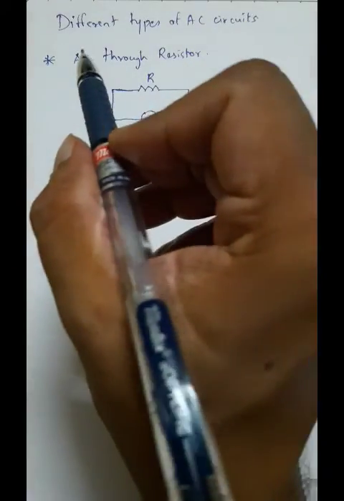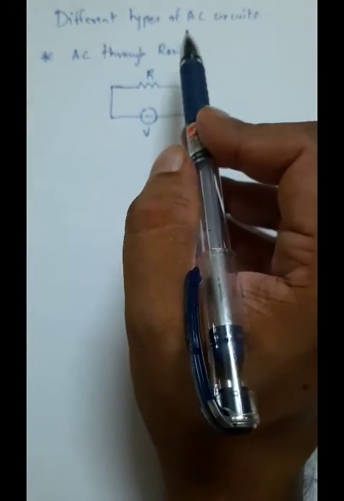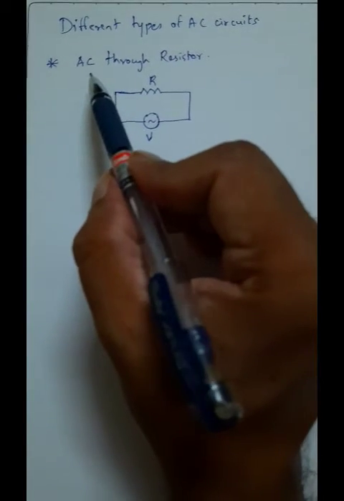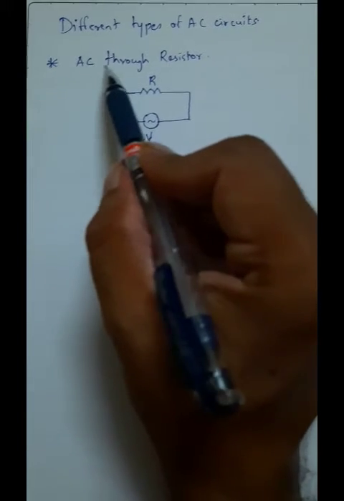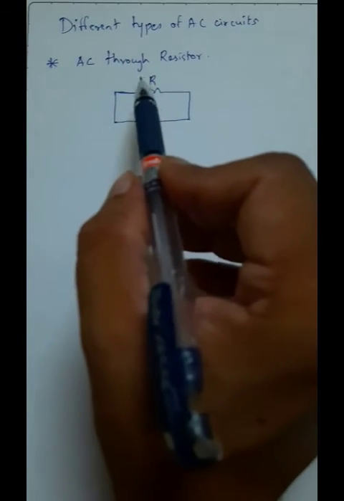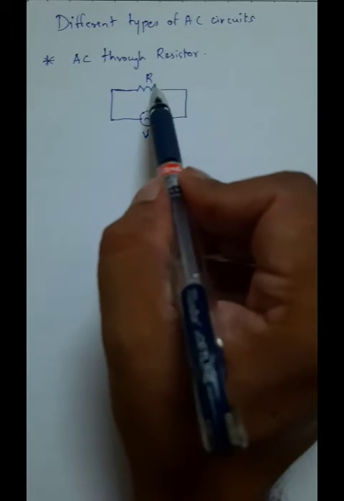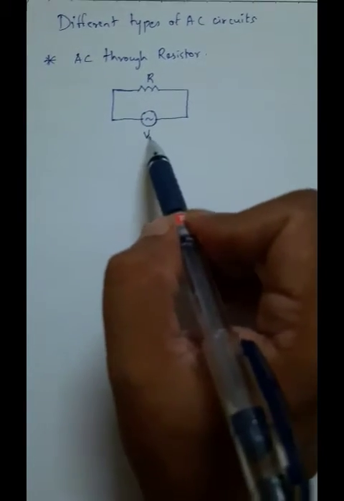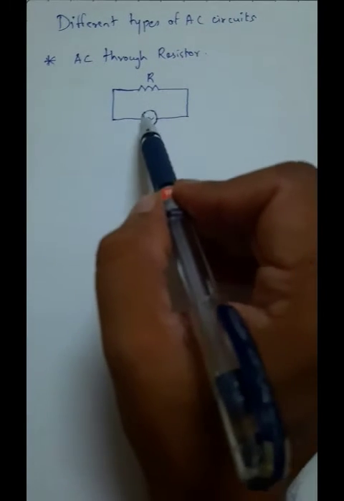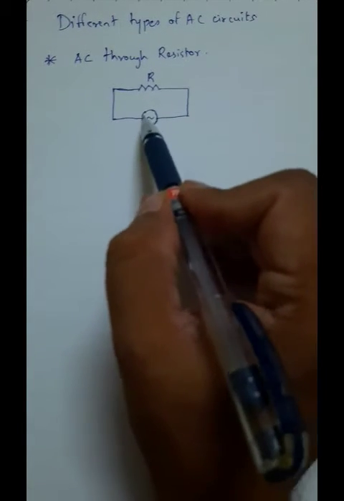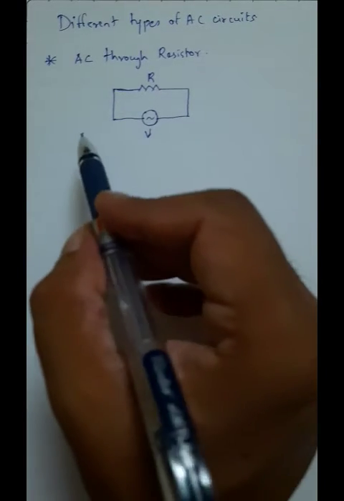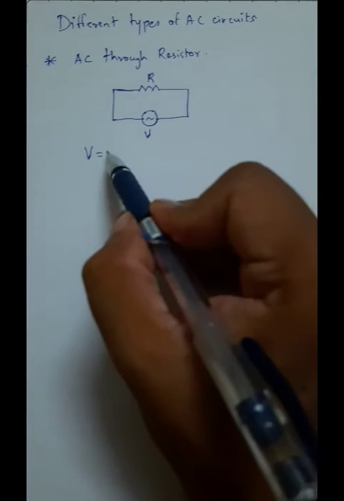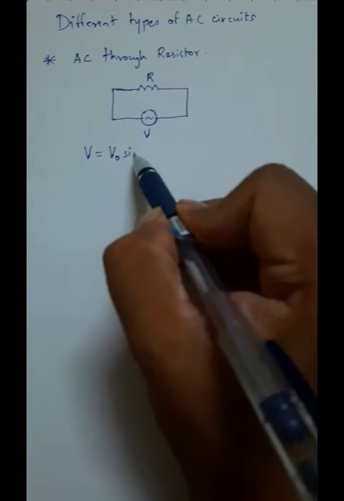Okay students, now our next topic is different types of AC circuits, and in that first let us do the AC voltage when it is passing through a resistor, only a resistor which is connected in the circuit. And here there is a voltage we applied, and you can see this is the symbol for the AC voltage source. So we have the voltage supply, V is equal to V naught sine omega t.